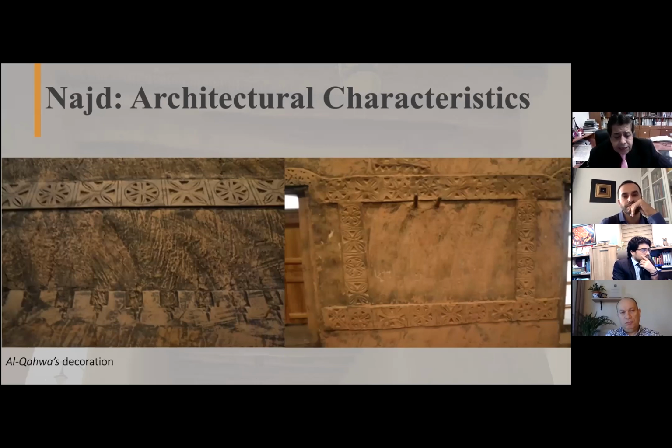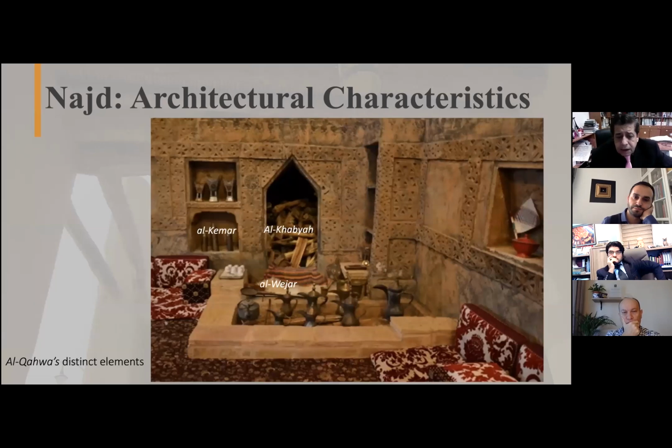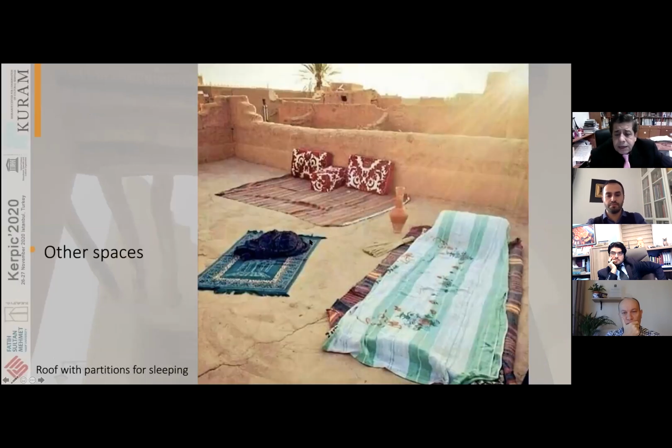As I said, it's highly decorated with gypsum that has different patterns that symbolize what the people or the community sees from the desert. There are some elements in that salon or guest room used for coffee making, to host and celebrate the guests. Roof is an important space in Najdi buildings.